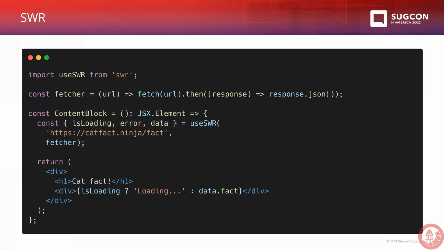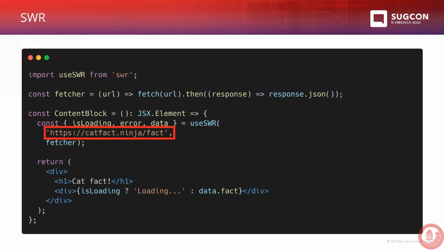SWR is just a really simple React hook that simplifies data fetching. So now instead of having to use state and use effect, you just use the one useSWR hook like this to make your client-side API calls. The first thing that you'll pass to SWR is a key or a URL that you want to do your data fetching against. So in this case, we're just giving it the URL to the catfact API.